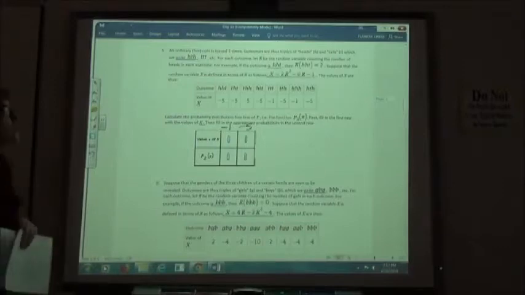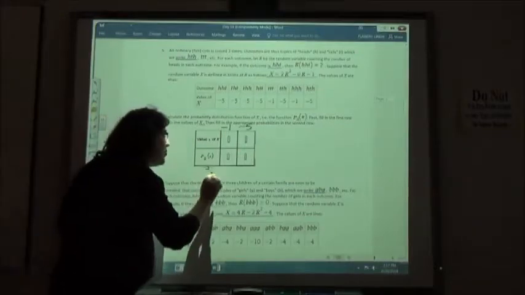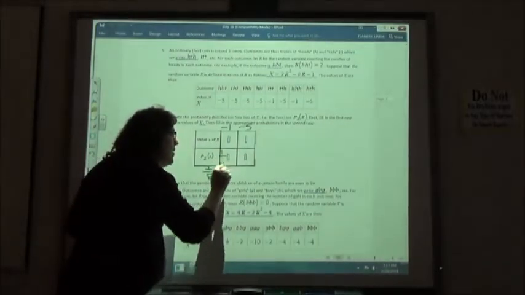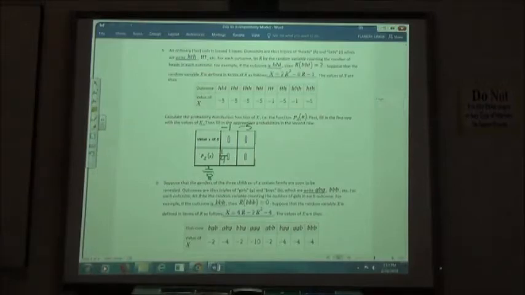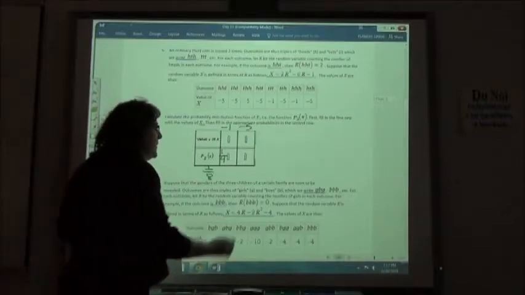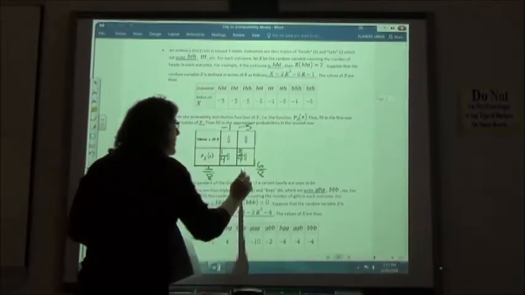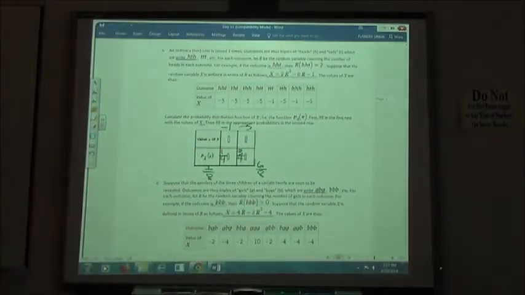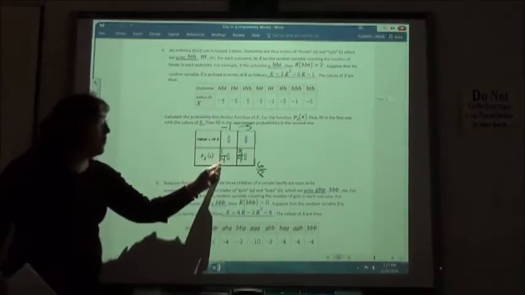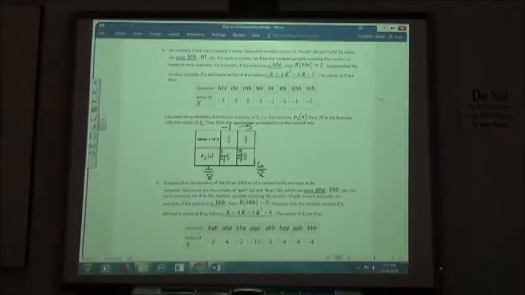So for the -1, we have 2 out of 8, which reduces down to 1/4. For my -5, I have 6 out of 8, which reduces down to 3/4. Notice 1/4 plus 3/4 is 1, 100% of my possibilities, right?